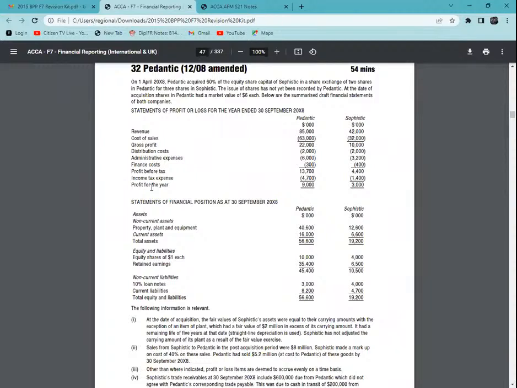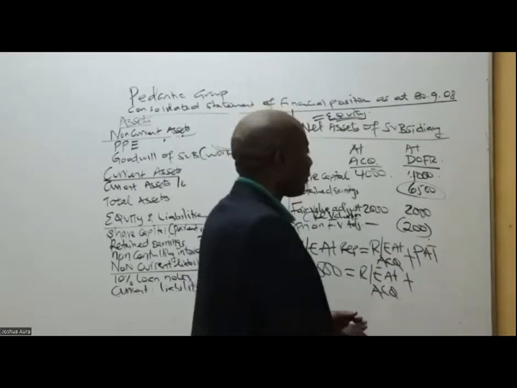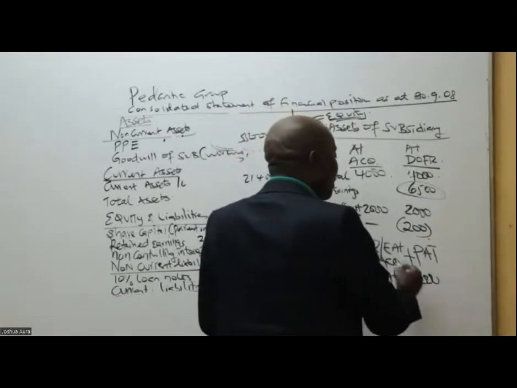Here, don't take the profit of the parent. Take the profit of the subsidiary. The profit of the subsidiary, they say it is 3K, isn't it? Profit of the subsidiary is 3K. But now there is something that you guys have forgotten, that this 3,000 is for a whole year.